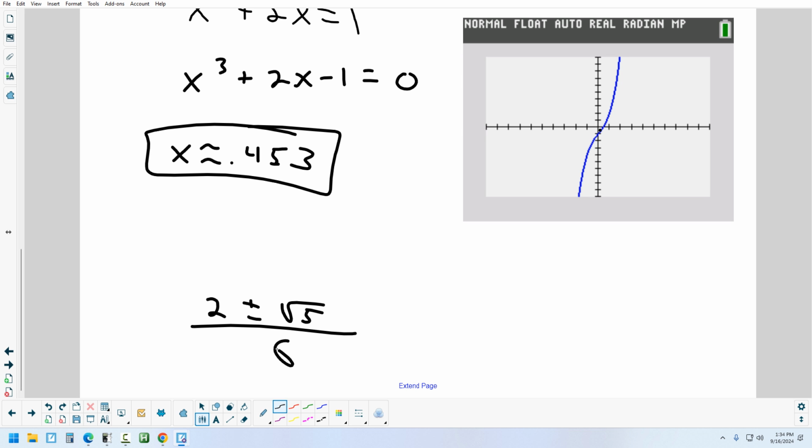Because that's what it looks like when you do the quadratic formula. That's an exact answer. Once you take the square root of 5 and round it off to 2 point whatever you want to round it to, now it's approximate. Does that make sense? Yeah.